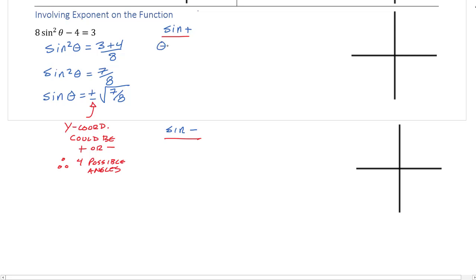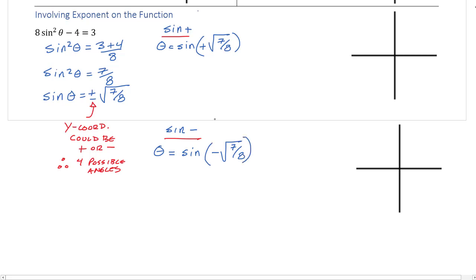In the positive case, what we're going to do is take the sine inverse of the positive square root of 7 over 8. I'll write the positive in front just to make it clear. In the negative one, we're going to do sine inverse of negative square root of 7 over 8.